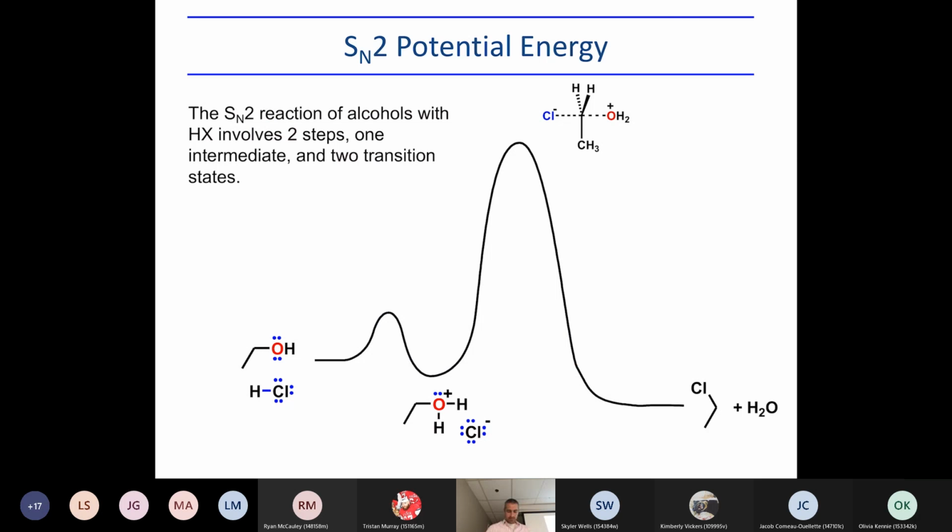All right, this is the potential energy diagram for this. Quick step, which is the proton transfer. Slow step, which is the SN2. Great.